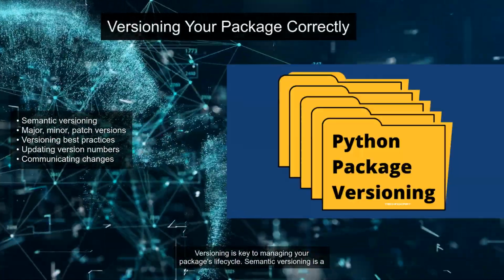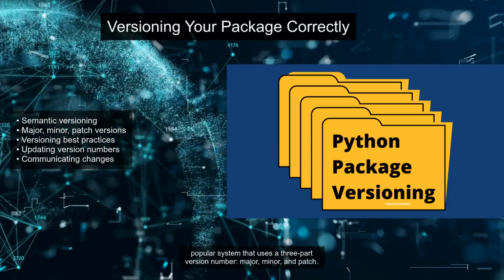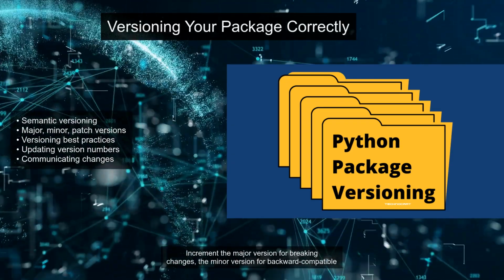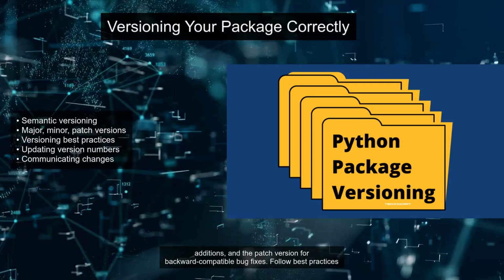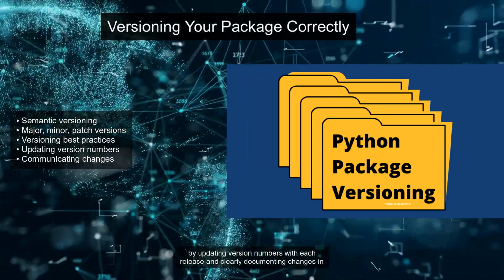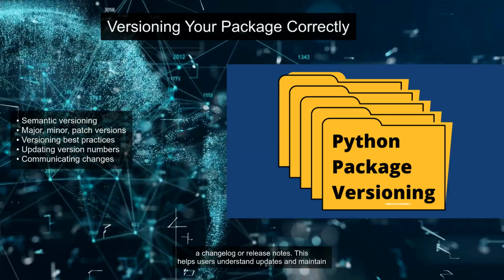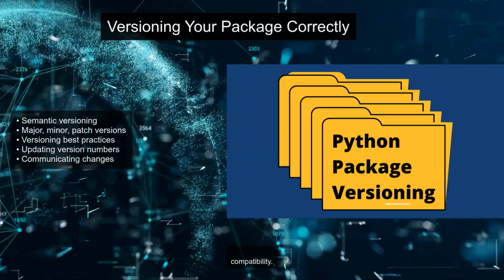Versioning is key to managing your package's lifecycle. Semantic versioning is a popular system that uses a three-part version number: major, minor, and patch. Increment the major version for breaking changes, the minor version for backward-compatible additions, and the patch version for backward-compatible bug fixes. Follow best practices by updating version numbers with each release and clearly documenting changes in a changelog or release notes. This helps users understand updates and maintain compatibility.